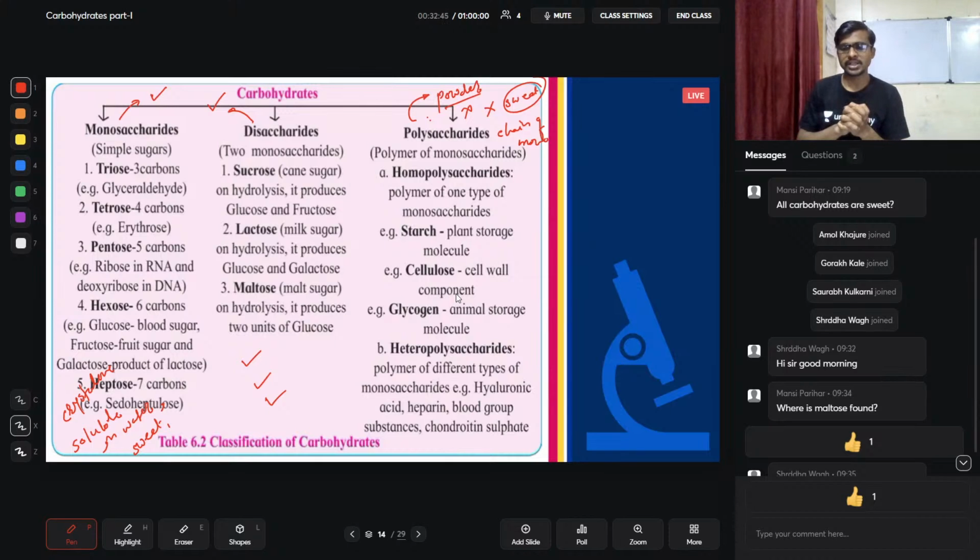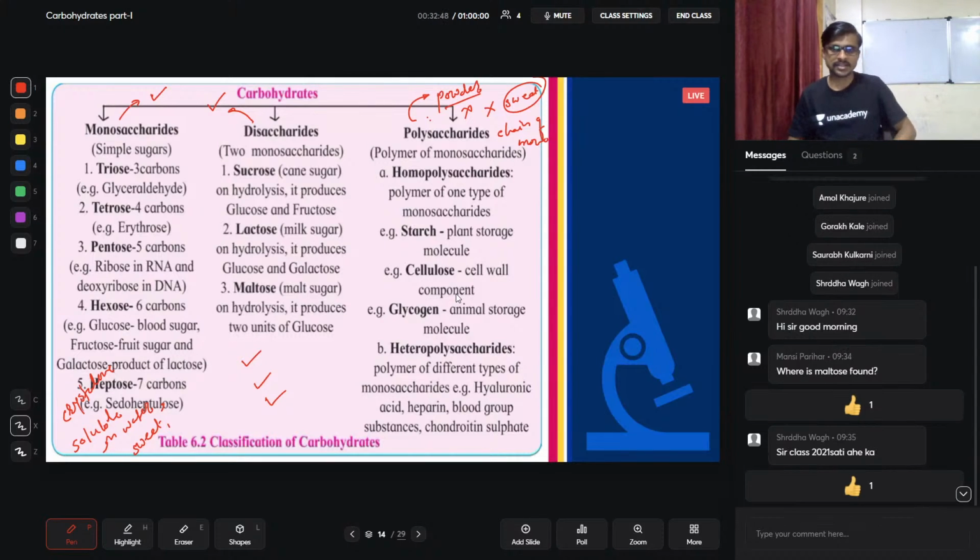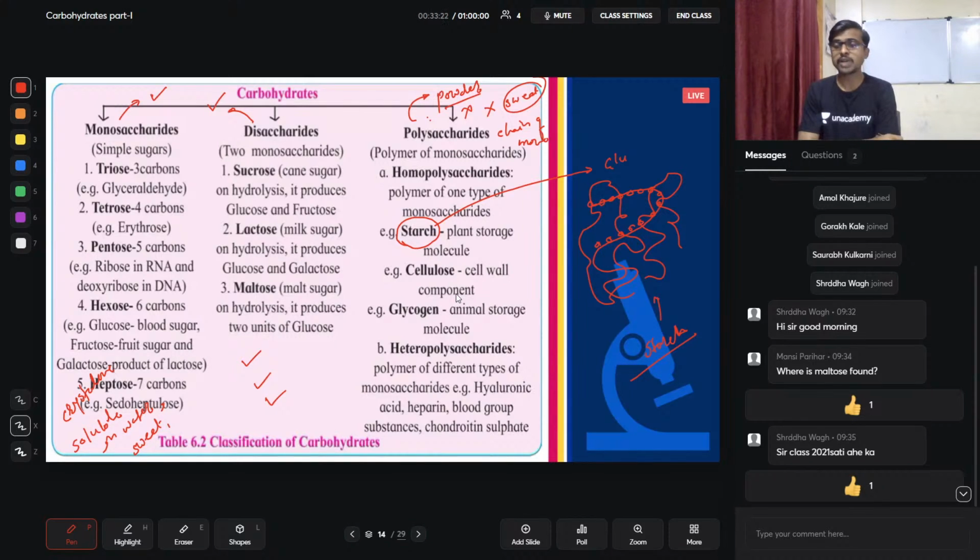Maltose, so let's see the starch. Okay, so this is your starch. Starch is made up of glucose. If you see the glucose, glucose, glucose, glucose, glucose, they are connected by a bond, that is a glycosidic bond. So this line or chain of glucose is nothing but your starch. Okay, starch is the storage form of glucose in the plant.